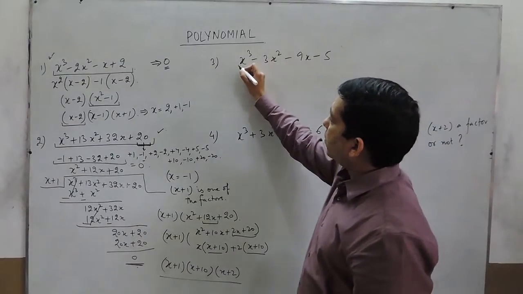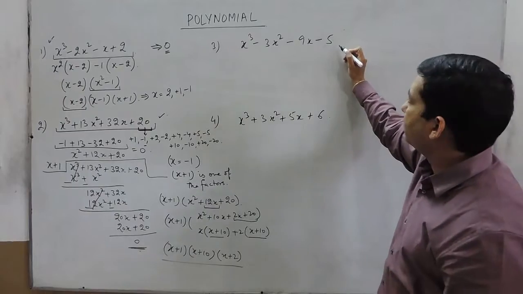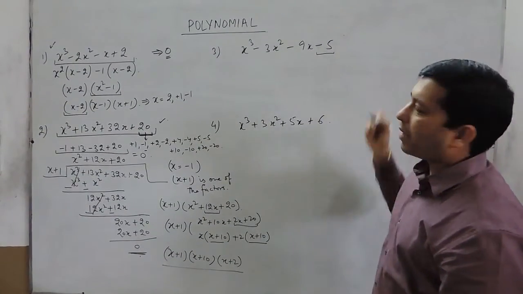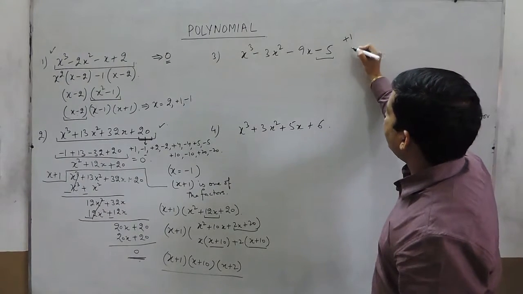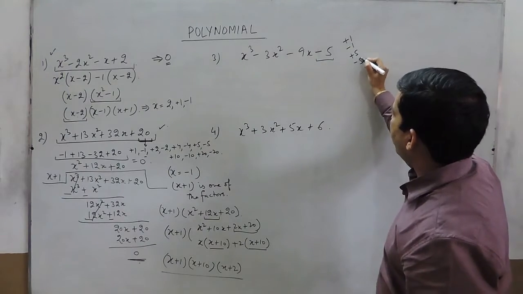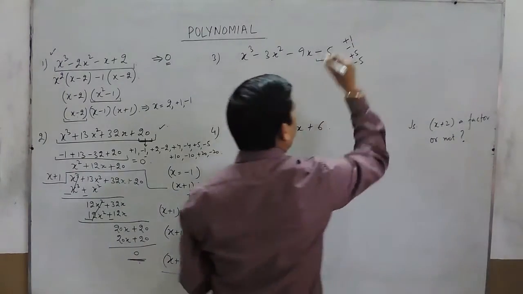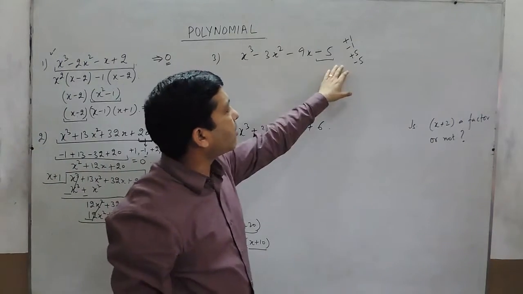Now we'll look at another question, x cube minus 3x square minus 9x minus 5. Here, as the constant term is minus 5, we are looking at the factors of minus 5, which are plus 1, minus 1, plus 5 and minus 5. Out of these 4 factors, we have to see for which value of x this comes out to be 0.